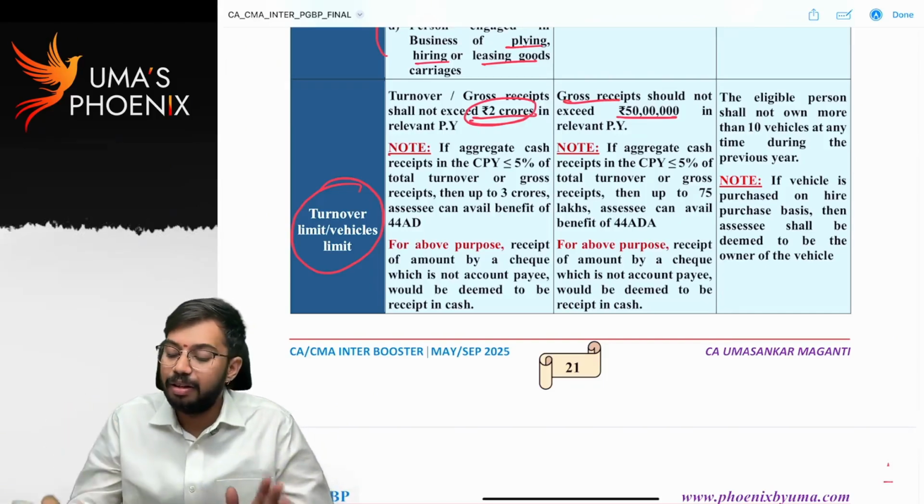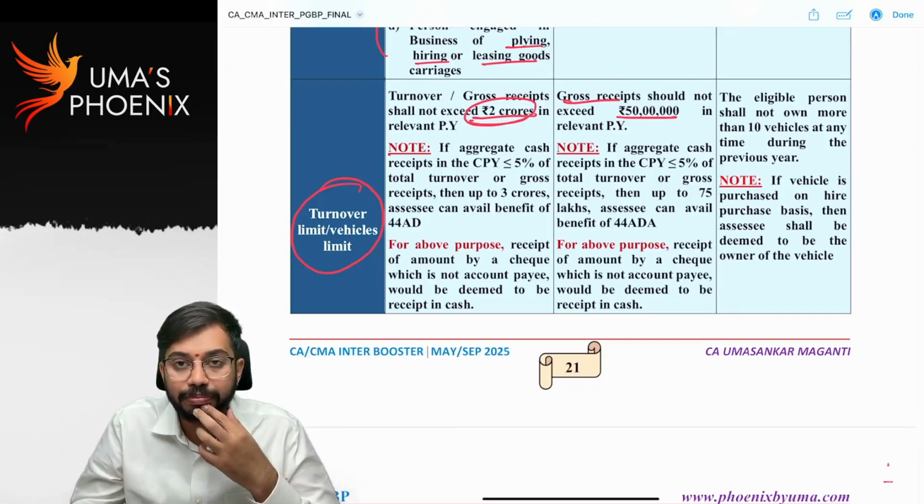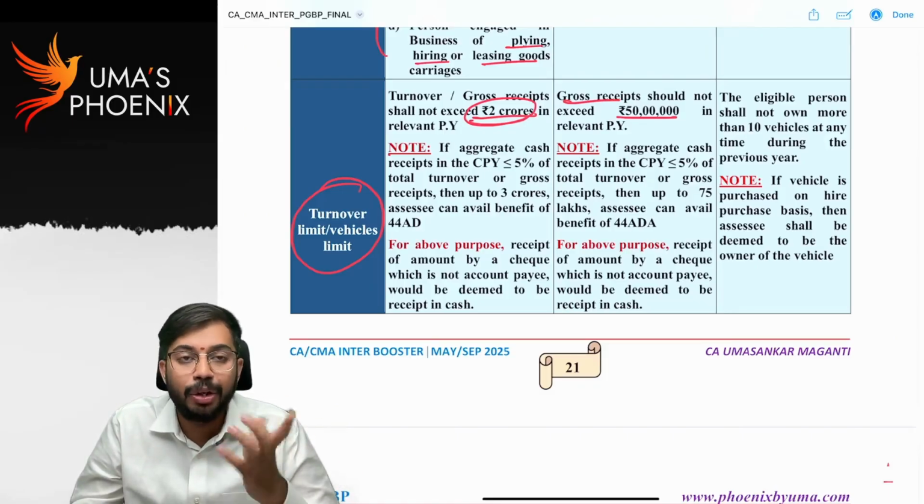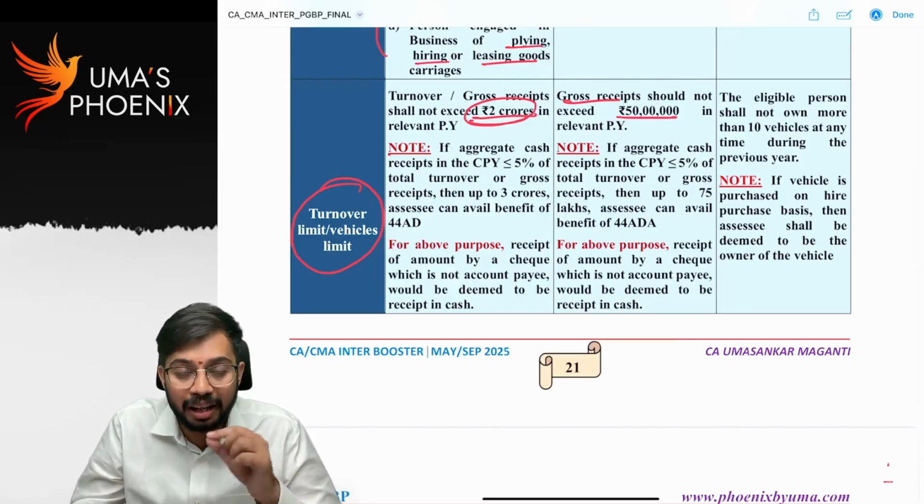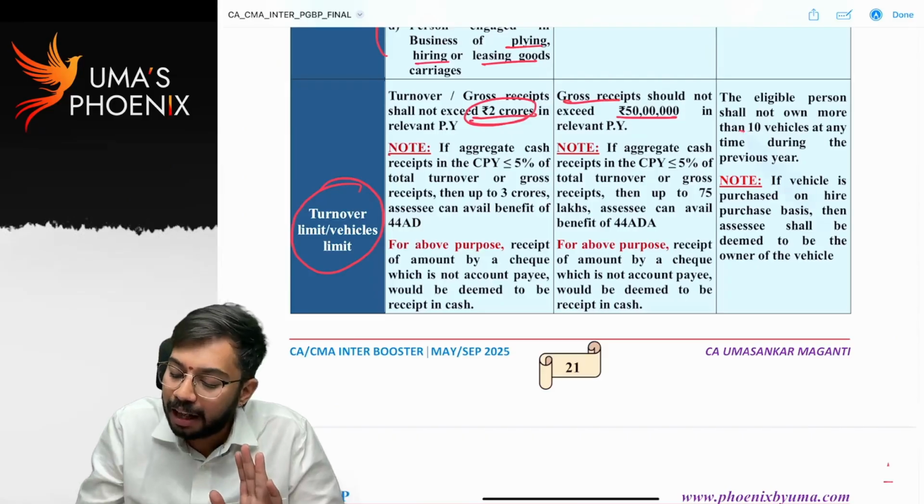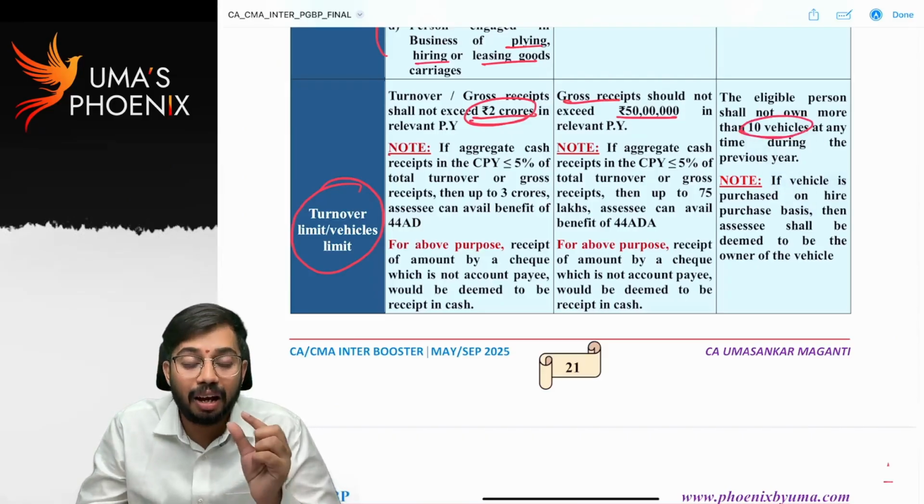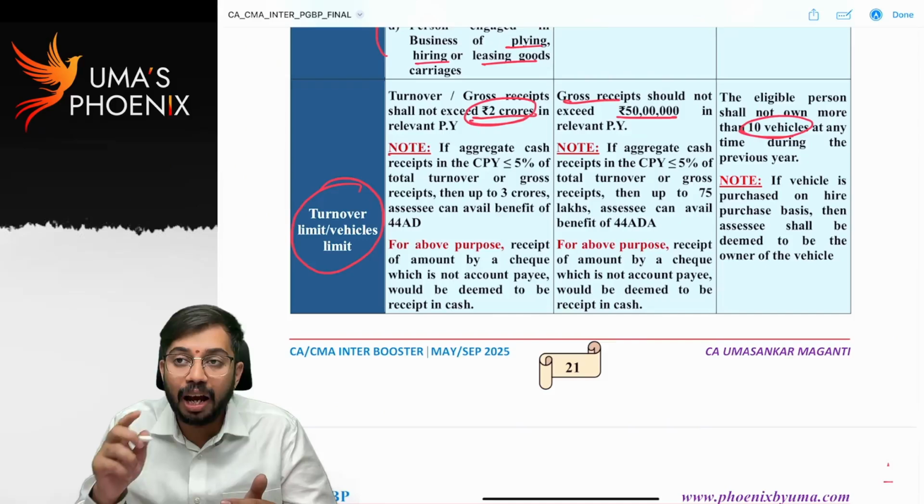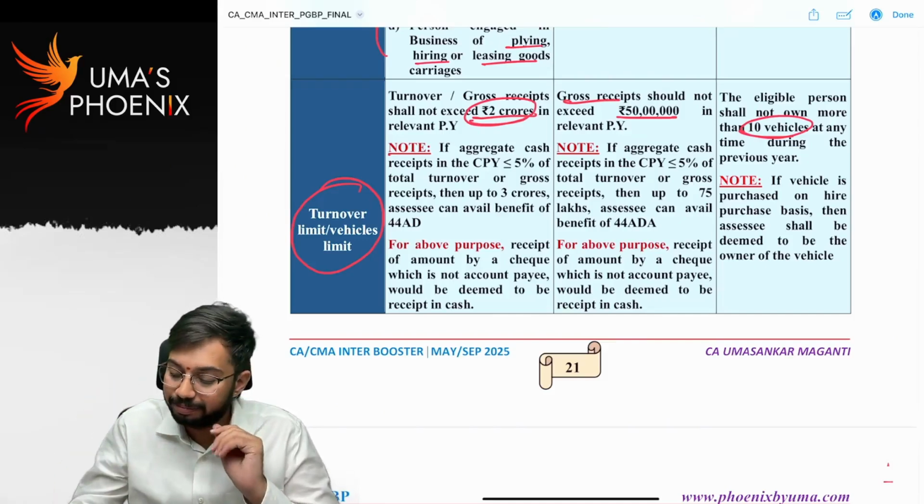Is it clear? Another point here, if a vehicle is purchased on hire purchase basis, you know hire purchase, right? Ownership will be transferred upon the payment of the last installment. Even though the assessee is not the legal owner, still for the purpose of calculation of 10 vehicles, a vehicle purchased on hire purchase will also be considered. So when you are calculating ownership of 10 vehicles, any vehicle purchased on hire purchase basis will also be considered.